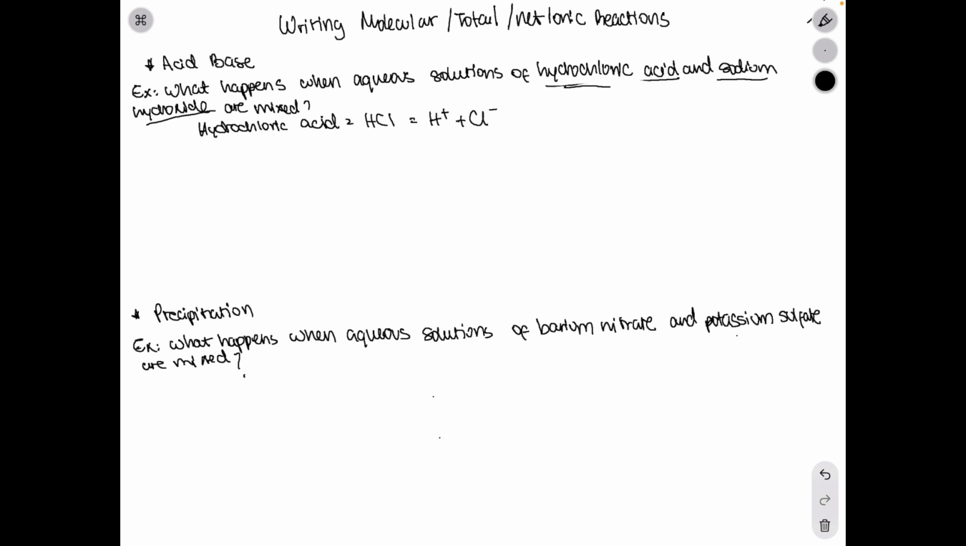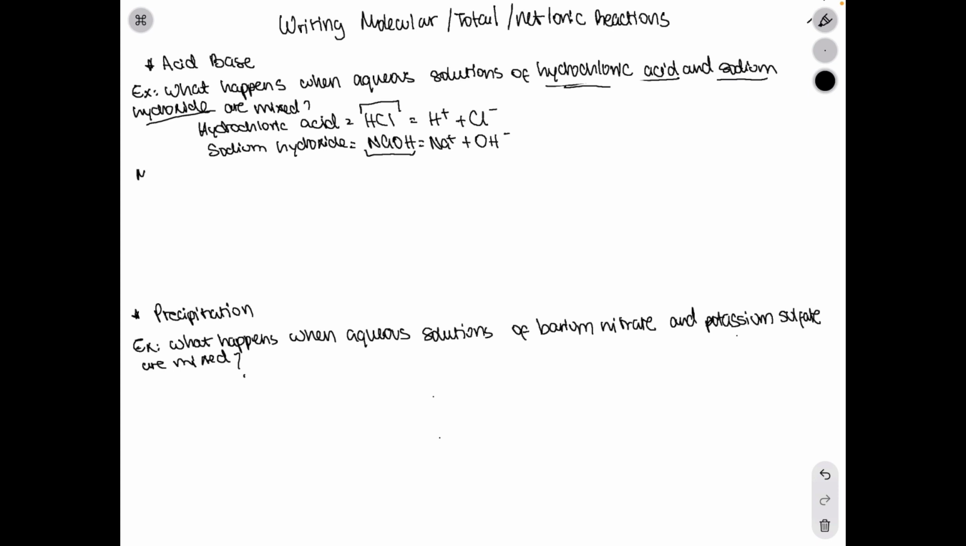Then sodium hydroxide. Sodium hydroxide is NaOH, so that's Na plus and OH minus, hydroxide. So we already know our acid is HCl, and our base is sodium hydroxide.